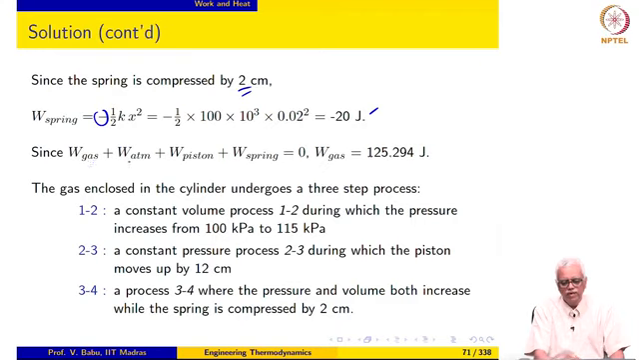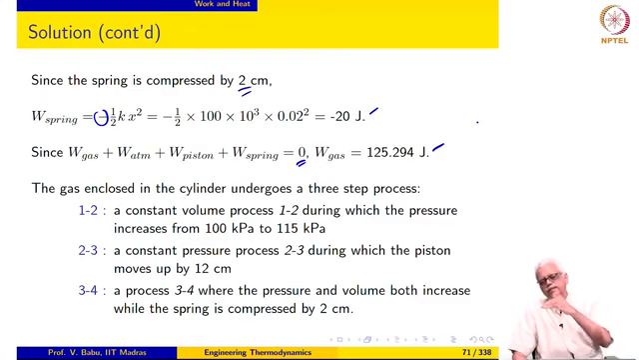Since the sum of W gas, W atmosphere, W piston and W spring is equal to 0, we can get W gas to be plus 125.294 joules. Okay. So, the gas does work in moving the piston through 14 centimeters, pushing the atmosphere aside and also compressing the spring by 2 centimeters.